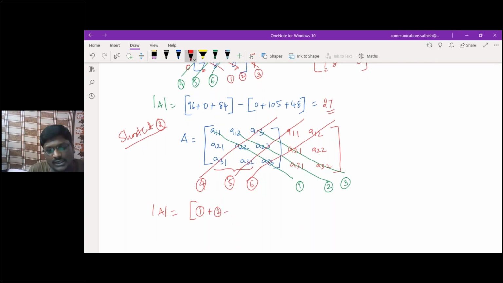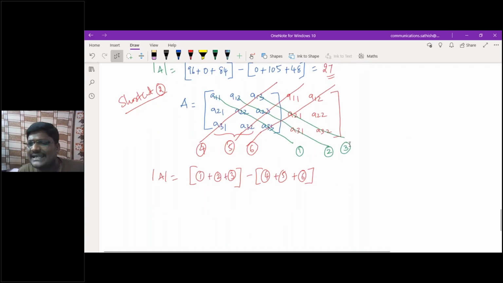1 plus 2 plus 3 minus of 4 plus 5 plus 6. Whichever method you are comfortable with, that you can decide. Take a simple example. Now you understood? Are there any doubts in that case? Is it clear? Yes, sir. Is it clear? Yeah. You can take an example.